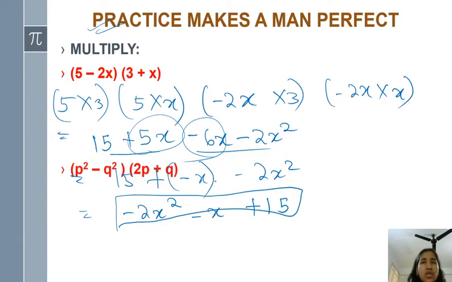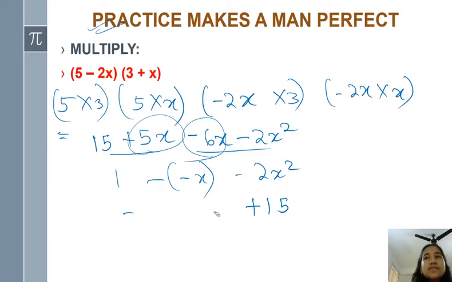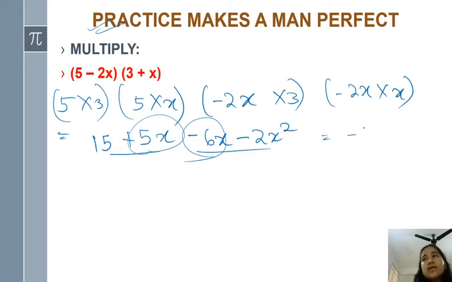Now another question will appear in the middle, and that will just break down all the charm of what we were solving. Minus 2x square minus x plus 15. That was the answer which we got.